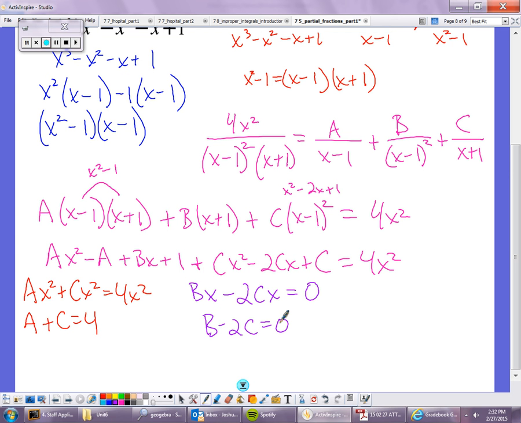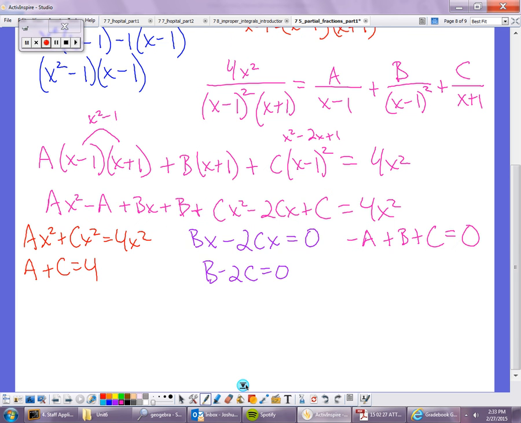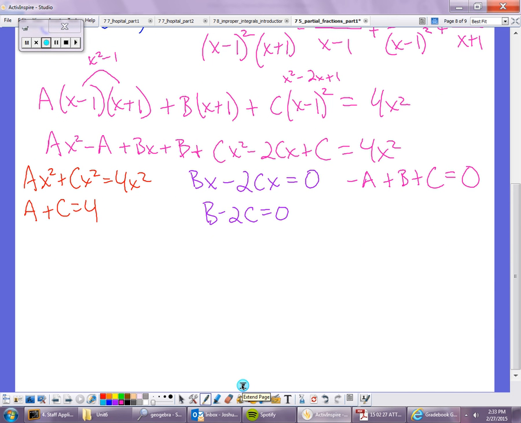And then finally we have our constants. I made a mistake here, didn't I? Yeah, this should be bx plus b, right? Bx plus b. I've got negative a, b, and c, those are my constants, negative a plus b plus c, and they add up to 0 because there's no constant term on the right-hand side. All right, so it's not that pretty, but it's doable, right? We got 3 equations, 3 unknowns, so in principle we should be able to figure this out.